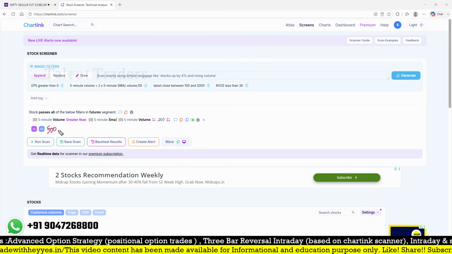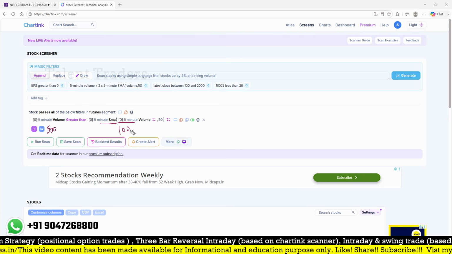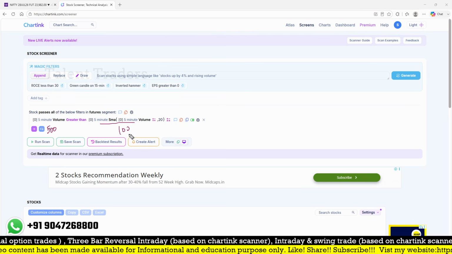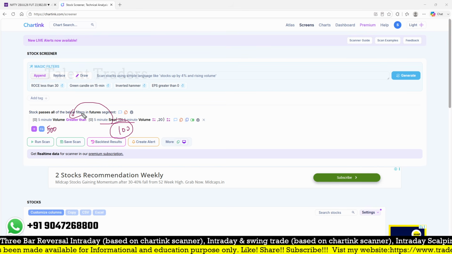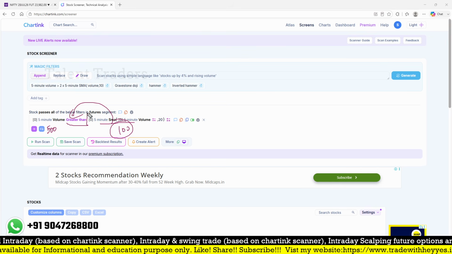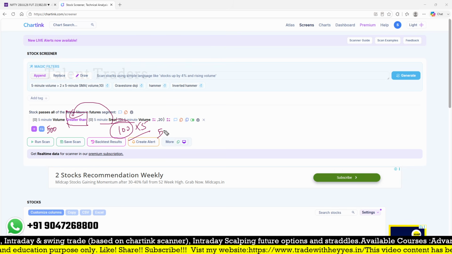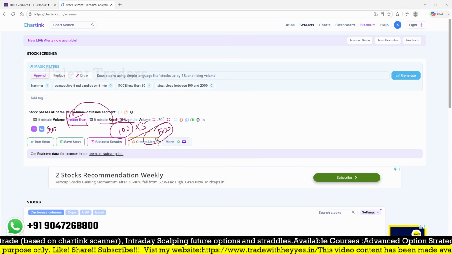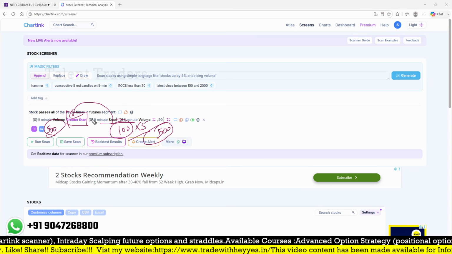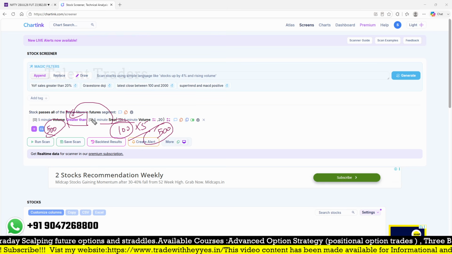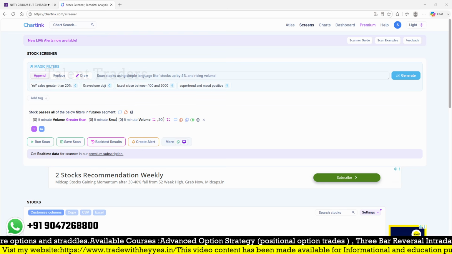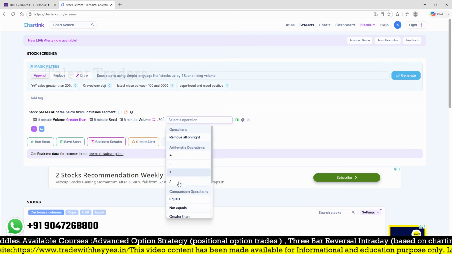This volume is 500, so this is 100. We need this to be 5 times higher, so we are using a greater than symbol and simply multiplying by 500. Then this volume should be calculated as 500. When it is greater than 500, this condition will be satisfied, and you can easily identify that particular scenario.